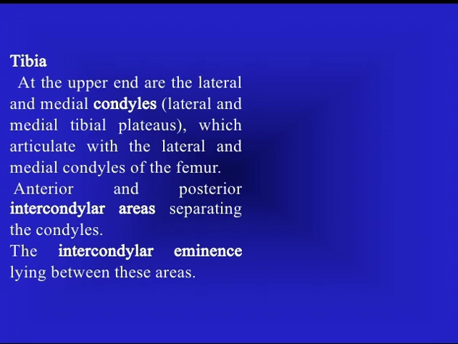At the upper border are the lateral and medial condyles. The lateral and medial tibial plateaus articulate with the lateral and medial condyles of the femur. Anterior and posterior intercondylar areas separate the condyles. There is an area between the two condyles, usually an elevated area, تسمى الهضبة, separating the medial and lateral femoral condyles, containing also the intercondylar eminences or the spines of the tibia.